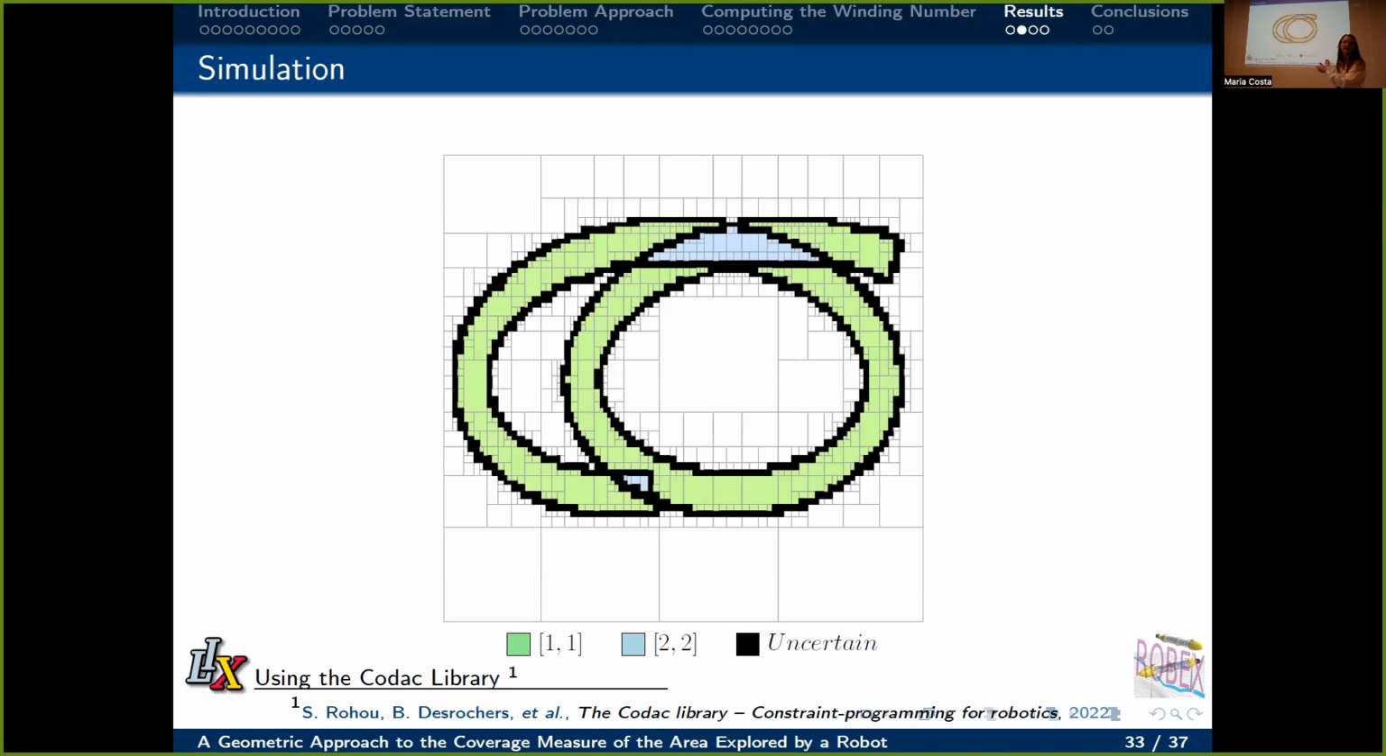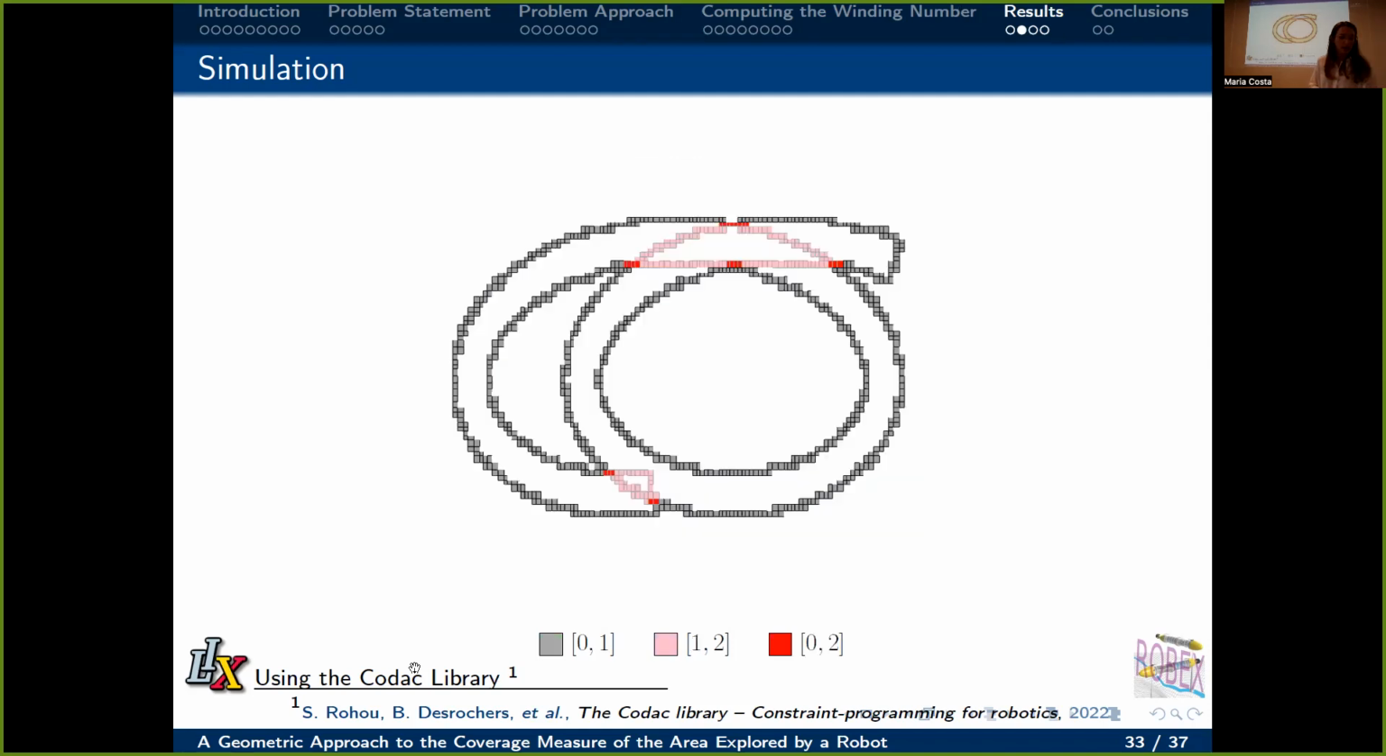If the result is not a singleton, we bisect the box until we obtain the precision that we want. Here I chose a big precision so we could see the uncertain boxes. Uncertain boxes are boxes whose winding number is not a singleton. We have boxes in green that have a winding number of 1, boxes in blue that have a winding number of 2, and in black, this means that we have points with different winding numbers inside the same box that we can calculate too.